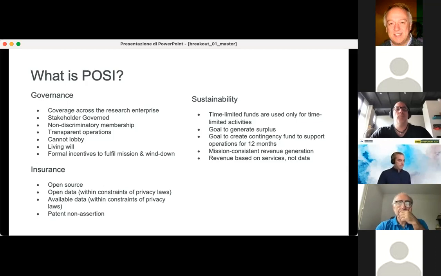And the principles were developed on from practical experience with Crossref and ORCID and other initiatives. Some of these principles are aspirational and might be difficult for an organization to meet, but it's important that an organization can commit towards these and commit over time towards these principles.